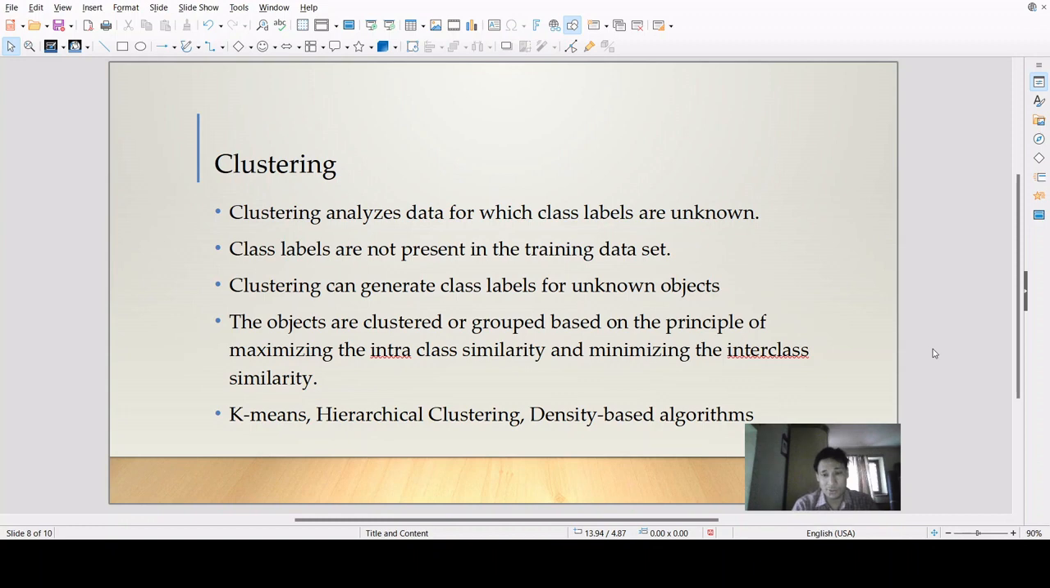But in the case of clustering, class labels are unknown. Class labels are not present in the training dataset of clustering. Clustering can generate class labels for unknown objects. The objects are clustered or grouped based on the principle of maximizing the intra-class similarity and minimizing the inter-class similarity. That means the objects belonging to the same group are more similar to each other compared to the objects of two different groups. Objects of two different groups are pretty dissimilar in their characteristics.